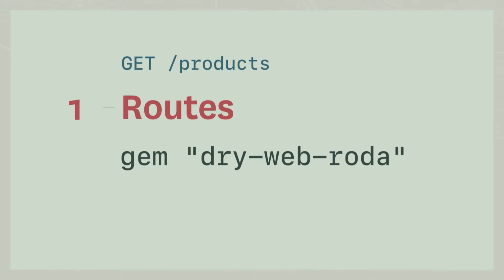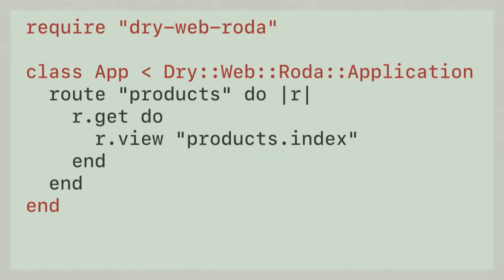This routing behavior is provided by a gem called Dry Web Rotor, which is our overarching app framework. It also allows us to define our HTTP entry points with Rotor, our routing tree toolkit. So in the context of our application setup, our route might look like this. Our app extends a Dry Web Rotor application, and we define our routes underneath.